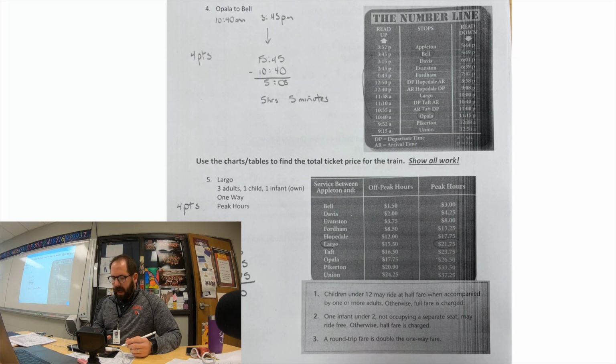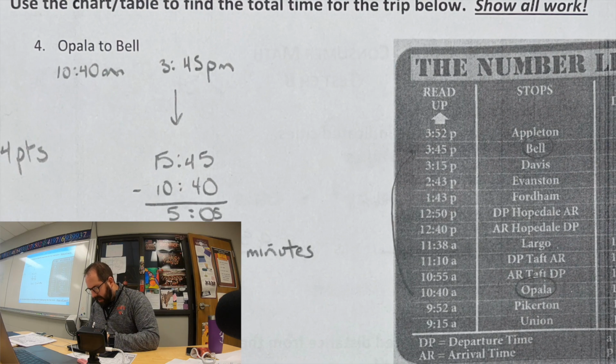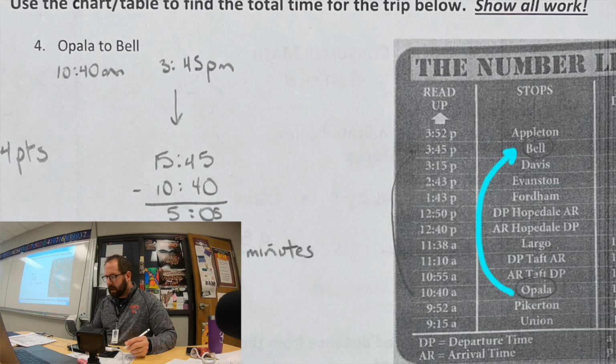Okay, Opala to Bell. I was going Opala up to Bell. That should show up really well, actually. So Opala to Bell. You left at 10:40 in the morning. You arrived at 3:45 in the afternoon. I have to change it to military time. You can't take 10 minus 3 and get 6. Don't do that, right? You have to actually change it to military time, which is 15.